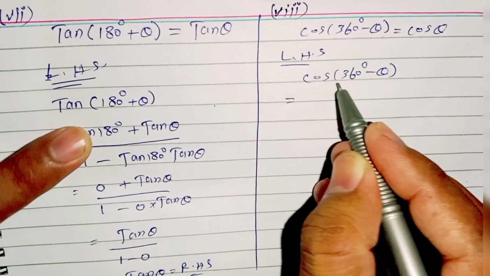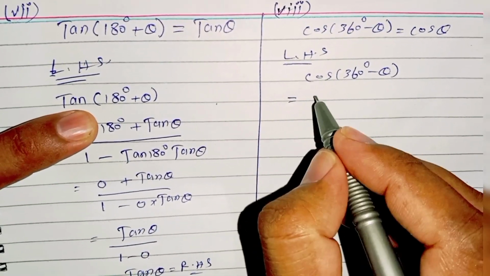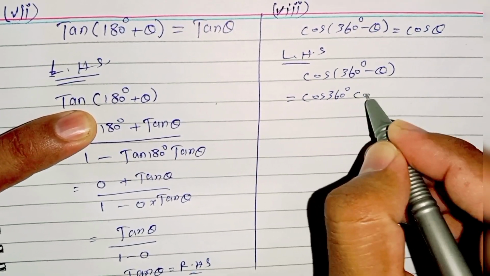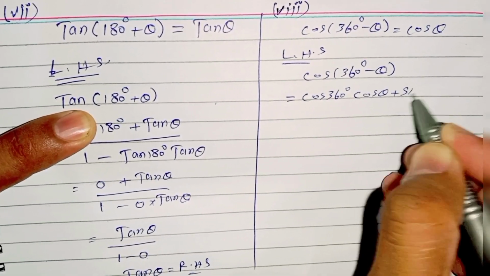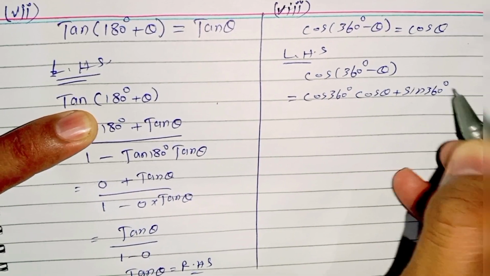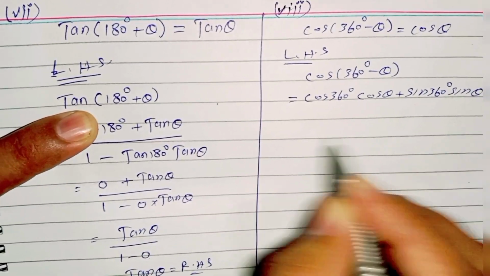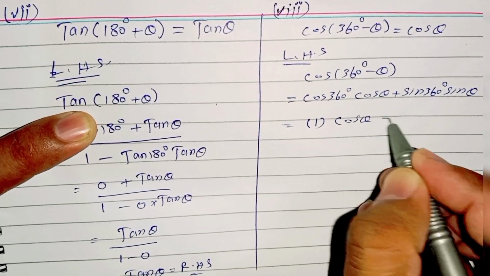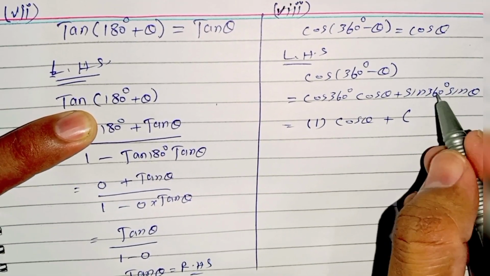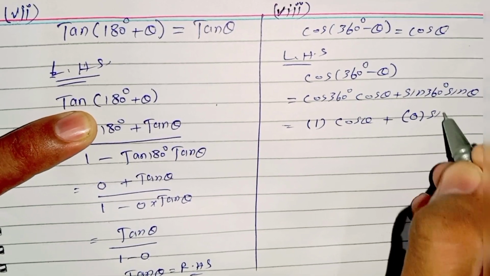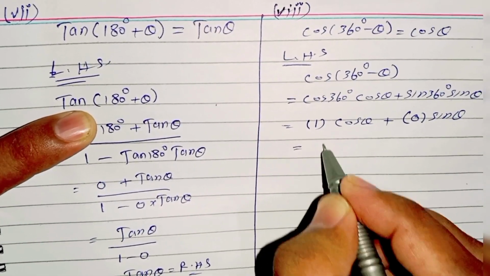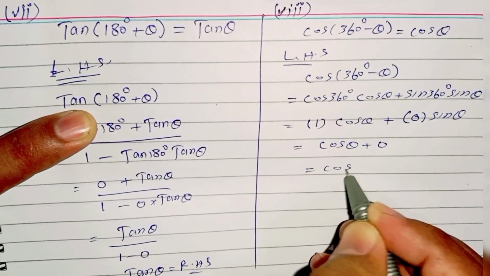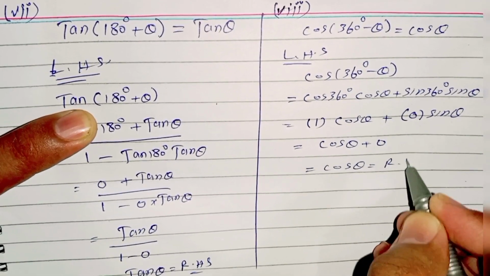By using the formula cos of alpha minus beta, we have cos 360 degree cos theta plus sin 360 degree sin theta. We know that cos 360 degree is 1 multiplied by cos theta, and sin 360 degree is 0 multiplied by sin theta, which is equal to cos theta plus 0, which is equal to cos theta, as required on the right hand side.